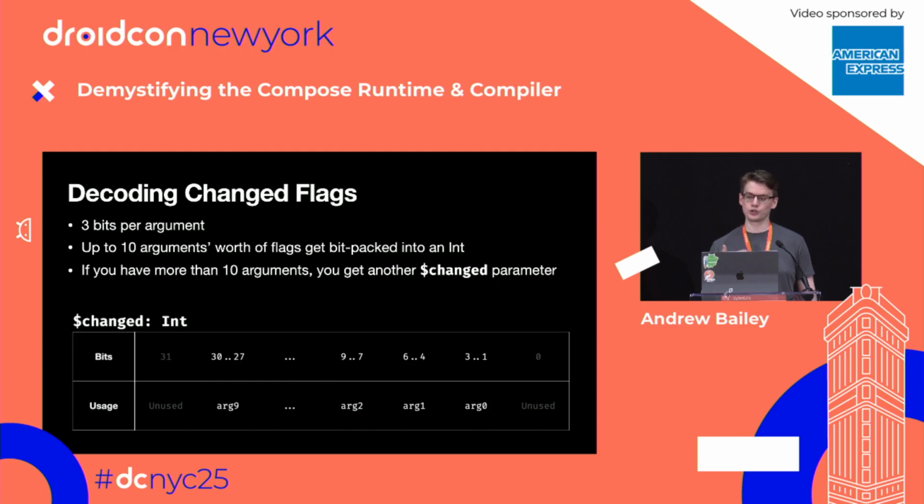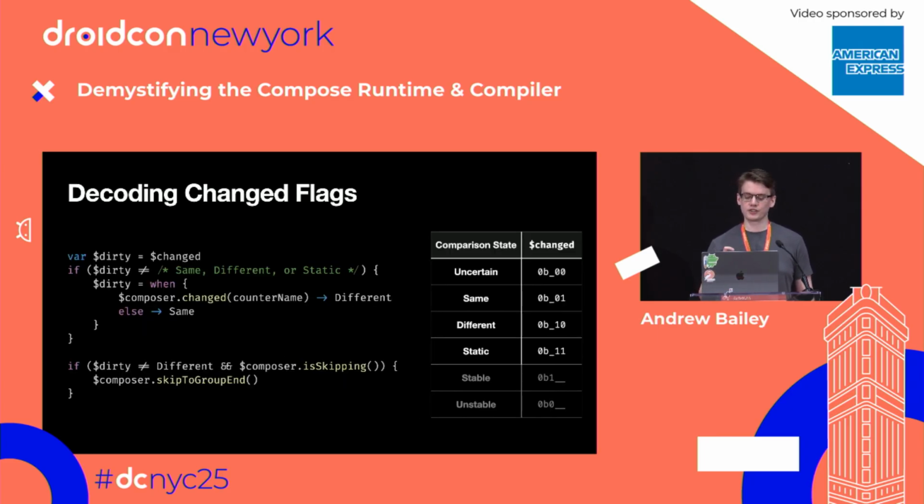The lower bit and the upper bit are reserved. They're not used because 32 does not, in fact, divide cleanly into three. But for your first 10 parameters, all of them will be stored. All of them will get 3 bits going from lowest bits to highest bits inside of this mask here. If you have more than 10 arguments, you get another change mask for however many arguments you need here.